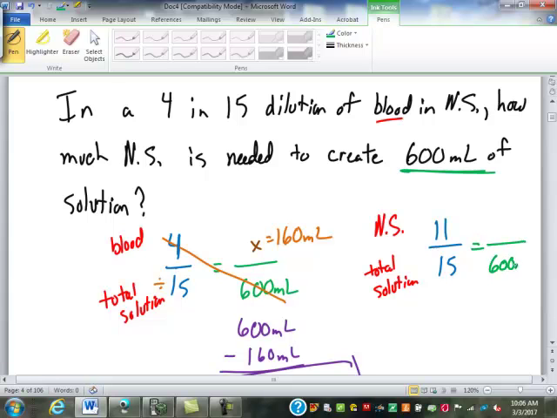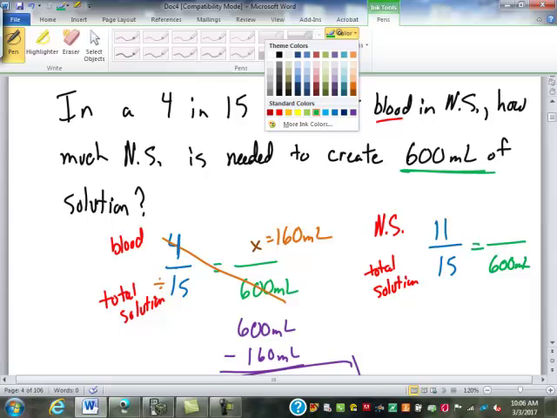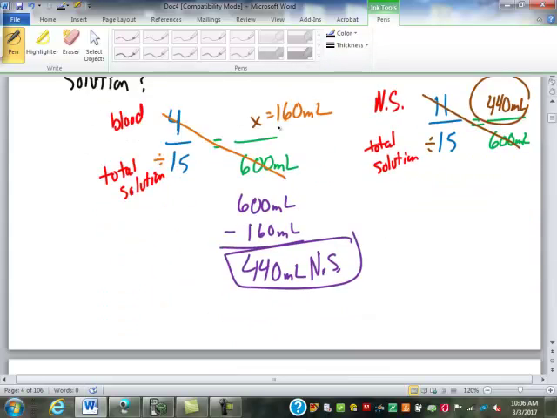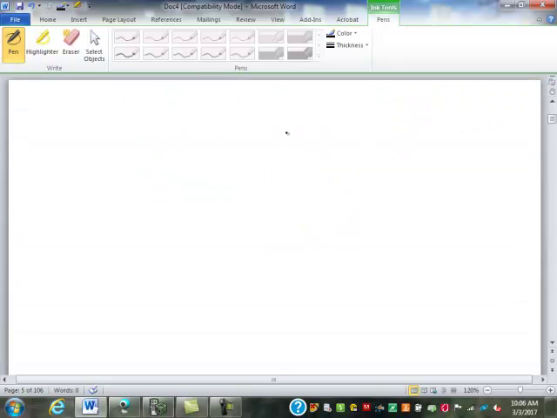So now we can put in the 600 milliliters. I can cross multiply and divide: 11 times 600 divided by 15 is also 440 milliliters. So we'll get the same answer either way. I'll leave it up to you to decide which way is simpler for you to deal with. Okay, so again, there are sometimes examples that we'll hit that we can only do one way, by rewriting that ratio.